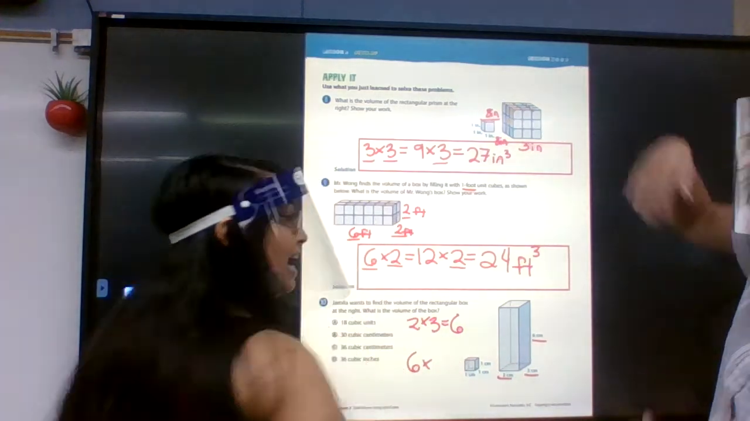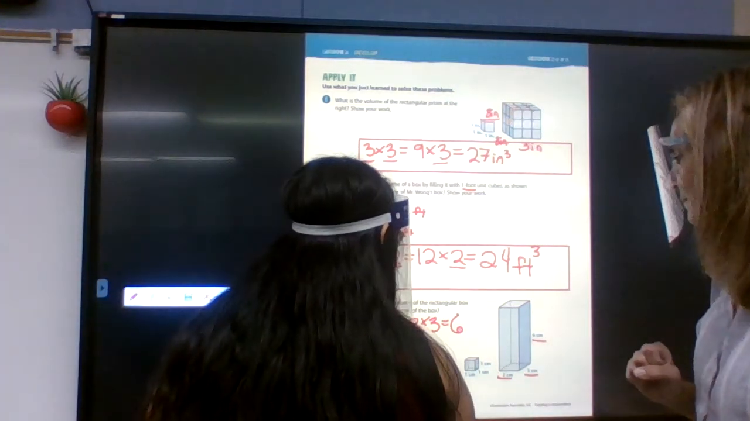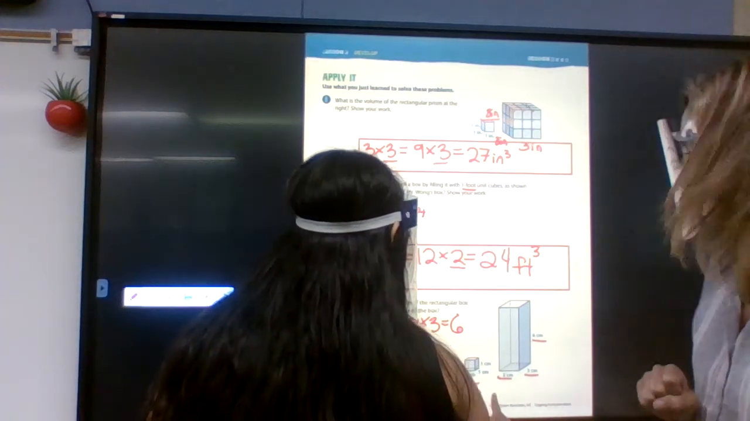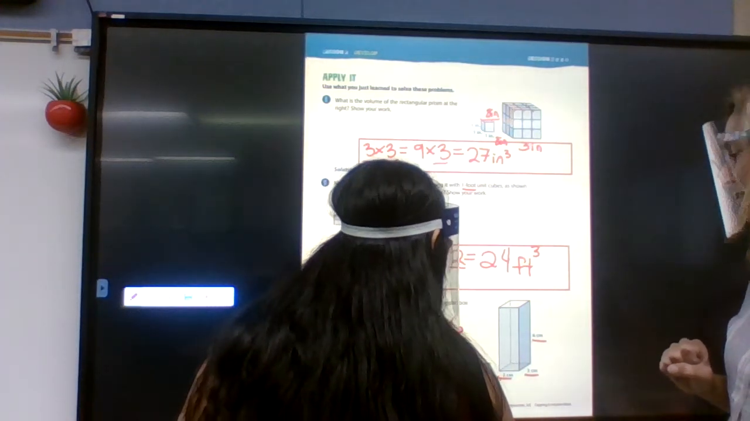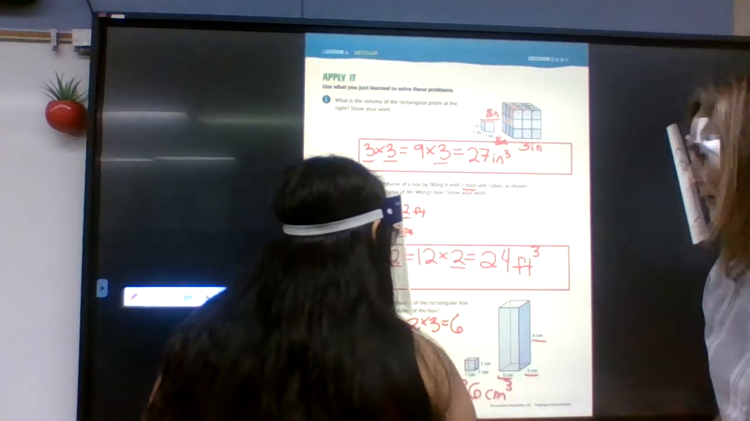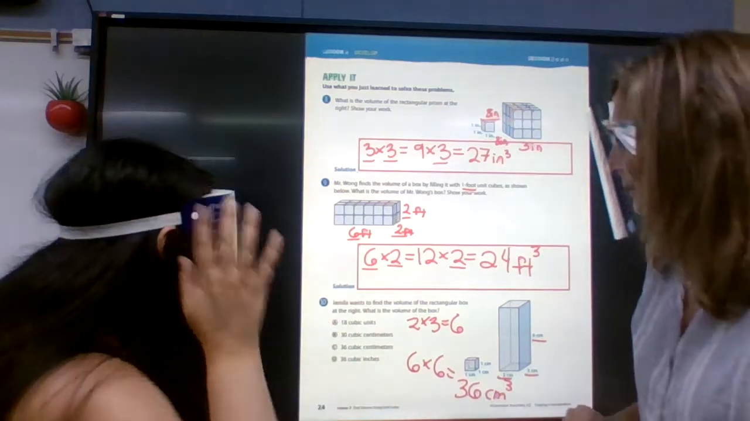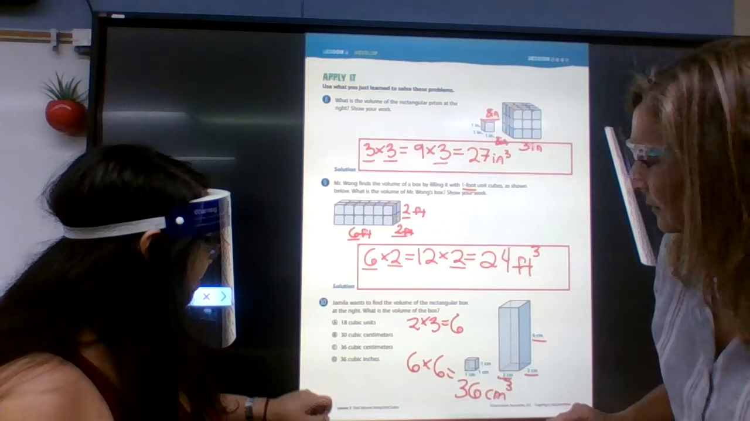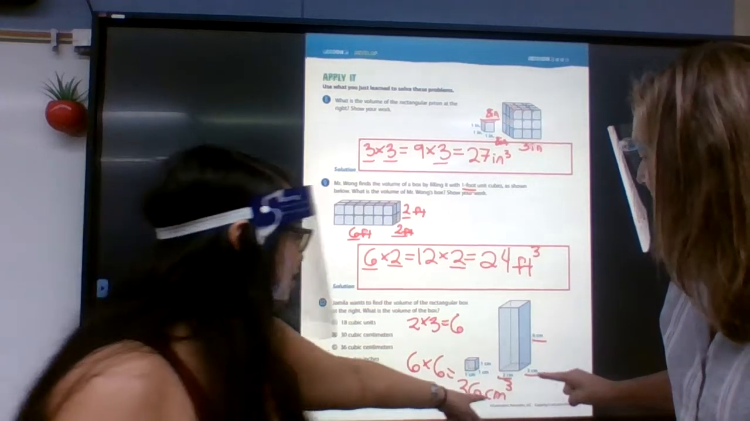And I could take my 6 and I have to multiply it by the height, which is 6. It is very tall. 6 times 6 equals 36. And then we know it's centimeters. We multiplied 3 things, so cubed. Good. But oh no, I have found this. It says 36 cubic centimeters or 36 cubic inches. It doesn't say centimeters cubed.